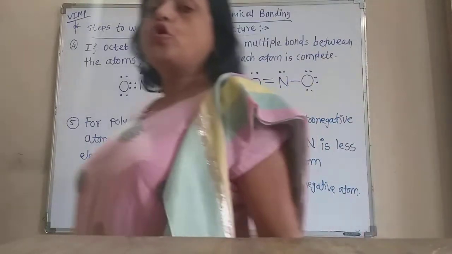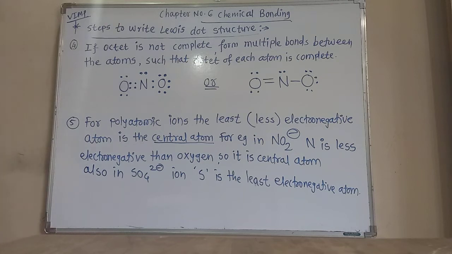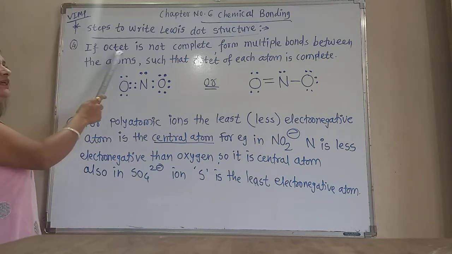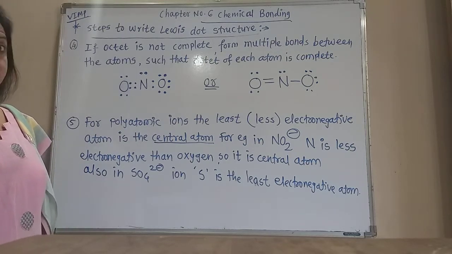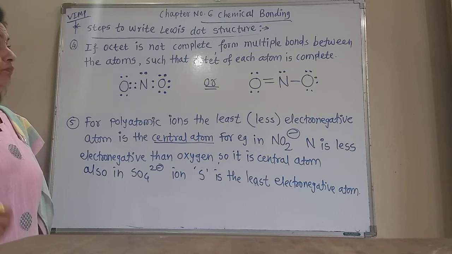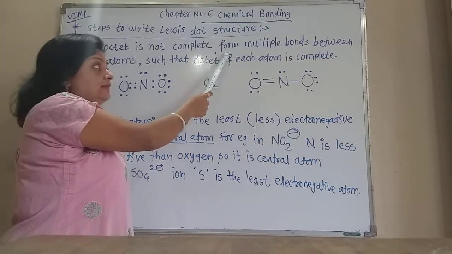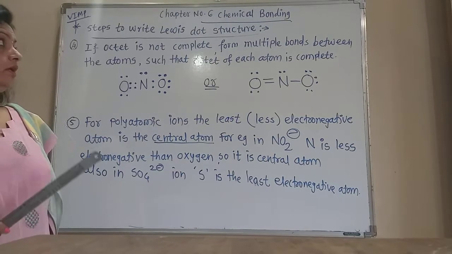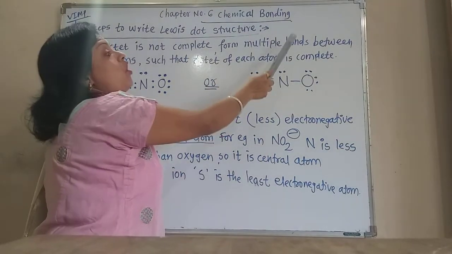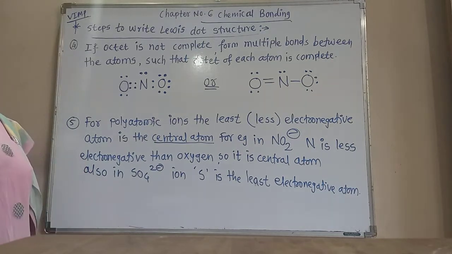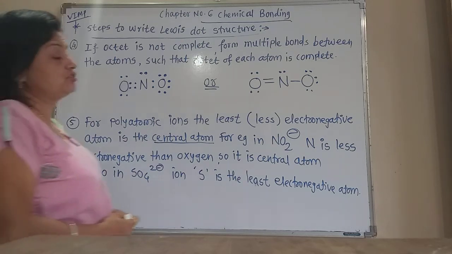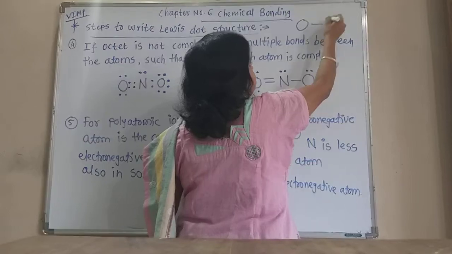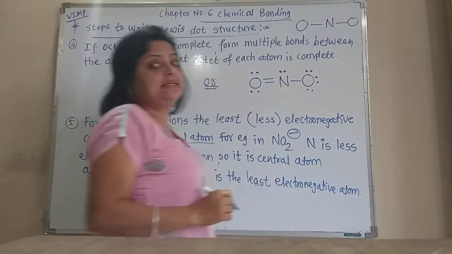Now see the fourth step. Which is the fourth step? If any atom does not complete its octet, then what do we have to do? We have to put multiple bonds between the atoms such that the octet of each atom is complete. Now what do we see in the skeletal structure? This is our skeletal structure. I draw it first.